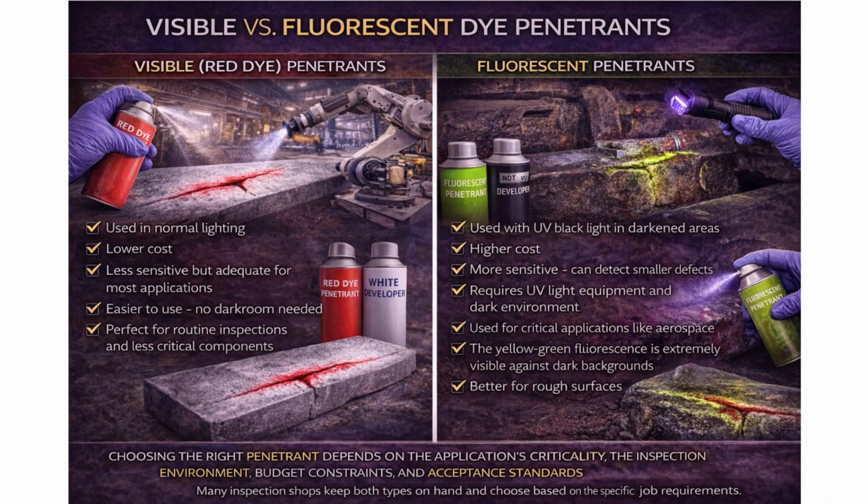Fluorescent penetrants, used with UV black light in darkened areas. Higher cost. More sensitive, can detect smaller defects. Requires UV light equipment and dark environment. Used for critical applications like aerospace. The yellow-green fluorescence is extremely visible against dark backgrounds. Better for rough surfaces. The choice between them depends on the criticality of the application, the inspection environment, budget constraints, and the acceptance standards you're working to. Many inspection shops keep both types on hand and choose based on the specific job requirements.